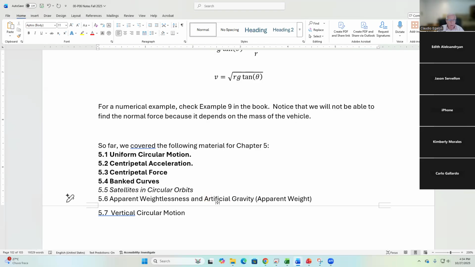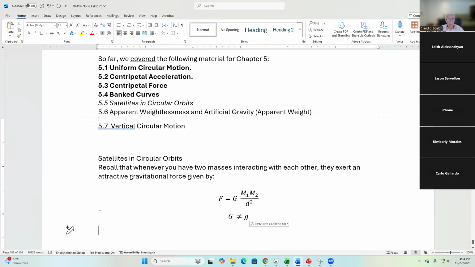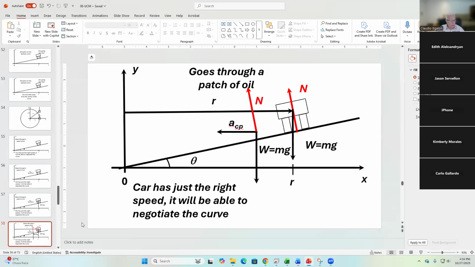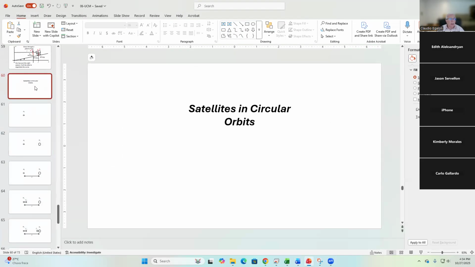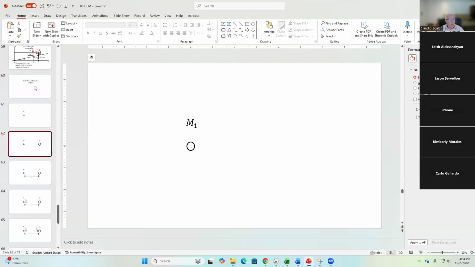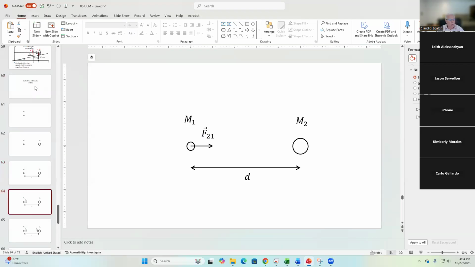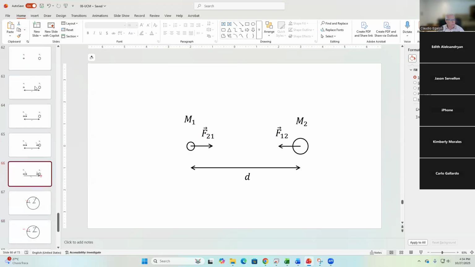Artificial gravity. So the first thing that you have to remember is Newton's law of universal gravitation. Now you have two masses, m1 and m2, separated by a distance d from their centers. The force between them is given by that. Here you go, satellites in circular orbit: mass 1, mass 2, distance d, force of 2 applied to 1, force of 1 applied to 2.